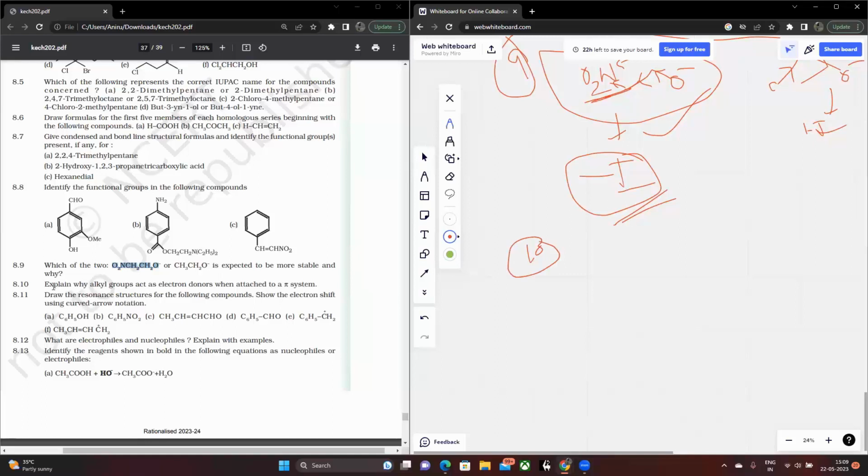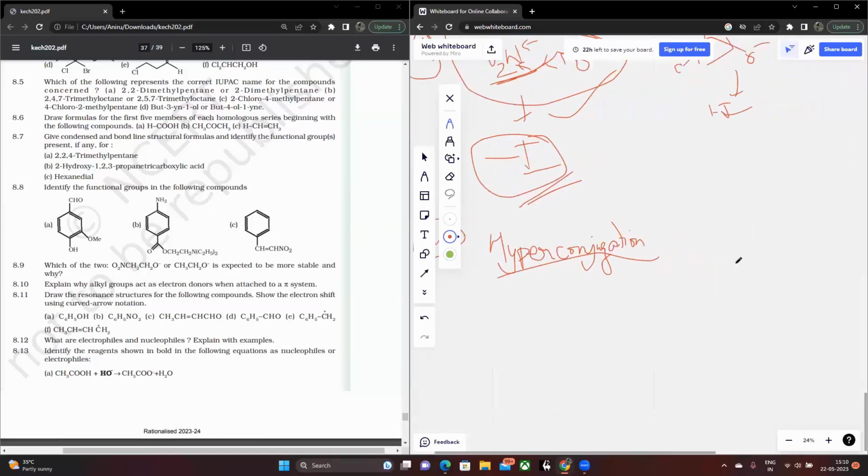Question number 10, right? Explain why alkyl groups act as electron donors when attached to a pi system. This phenomenon occurs due to a very weird thing called hyperconjugation, right? You won't see hide nor mention of it inside your book.